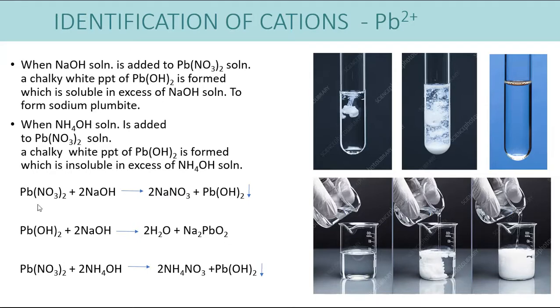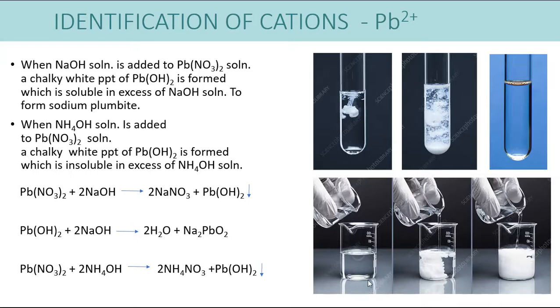So here is the equation with sodium hydroxide: lead nitrate gives sodium nitrate with lead 2 hydroxide, which is a chalky white precipitate. This chalky white precipitate, when excess of sodium hydroxide is added, forms sodium plumbite, that is a colorless solution. And lead nitrate with ammonium hydroxide gives ammonium nitrate and lead 2 hydroxide, which is a chalky white precipitate, insoluble in excess of ammonium hydroxide solution.